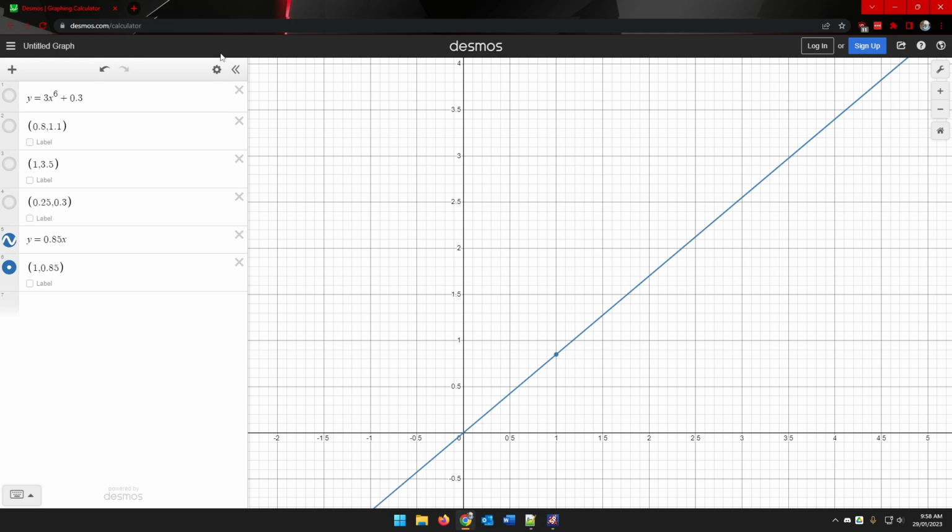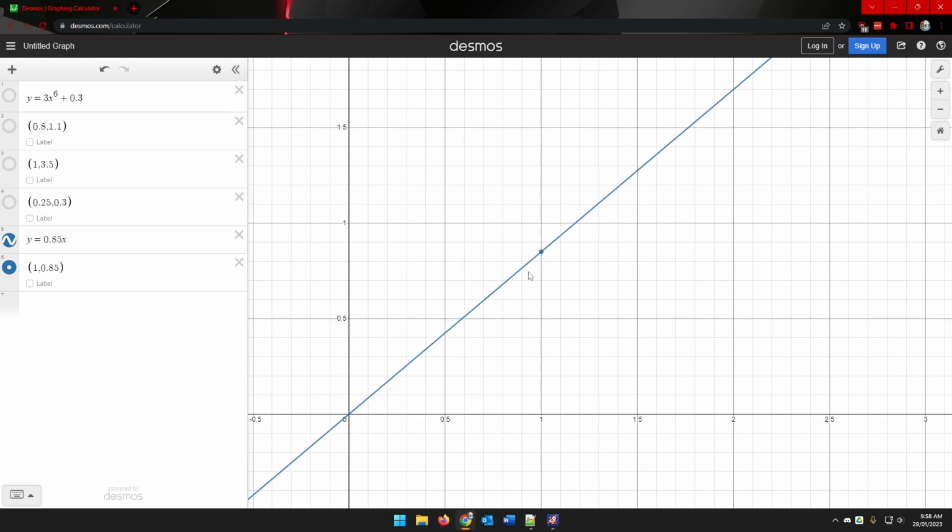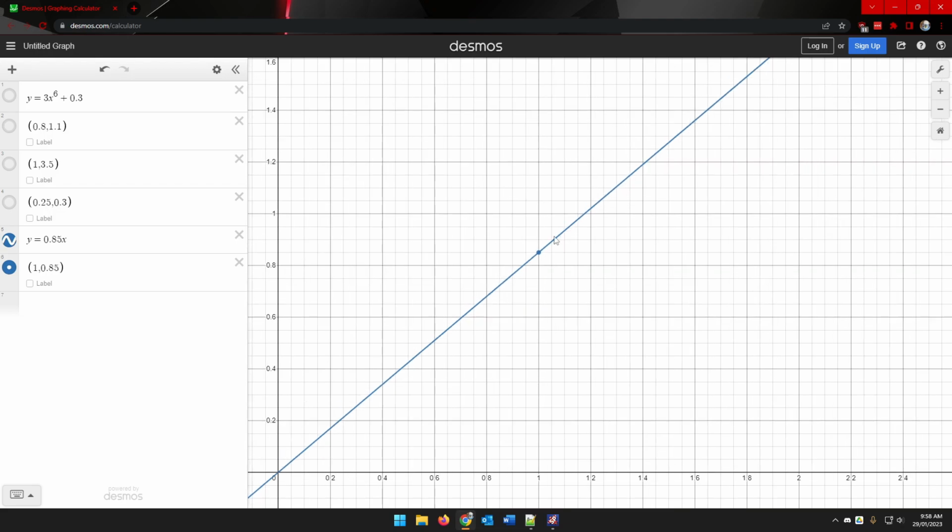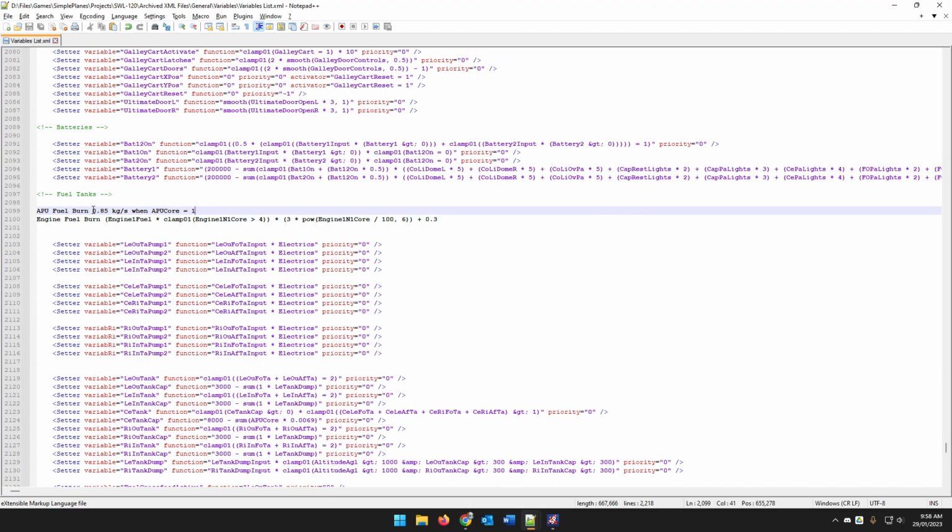So I just made a simple linear line, which just goes from 0 to... It's really simple, it's just 0.85x. 0.85, not 85. Anyway, so I can just write that code here. APU fuel burn is literally 0.85 times APU core. Done.